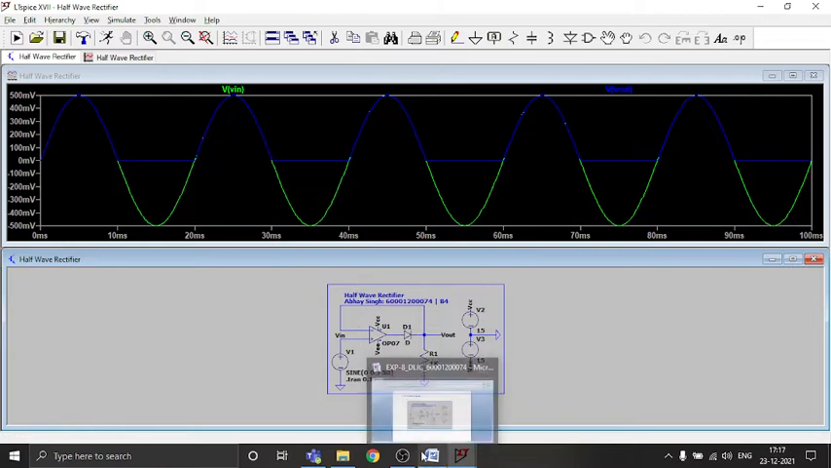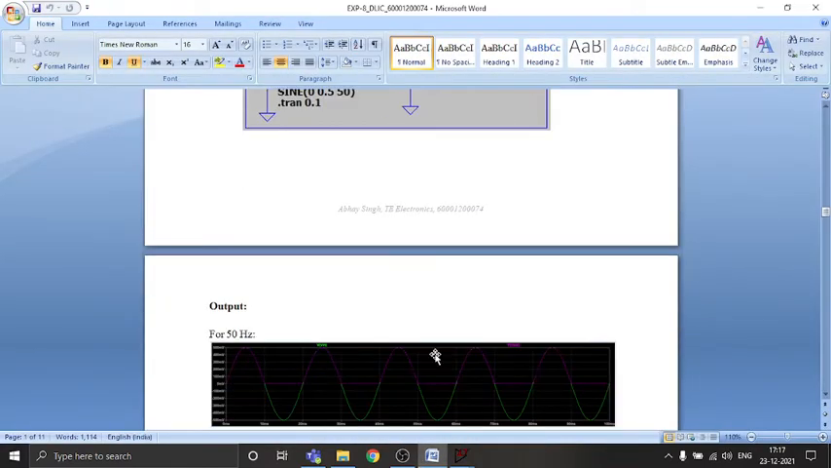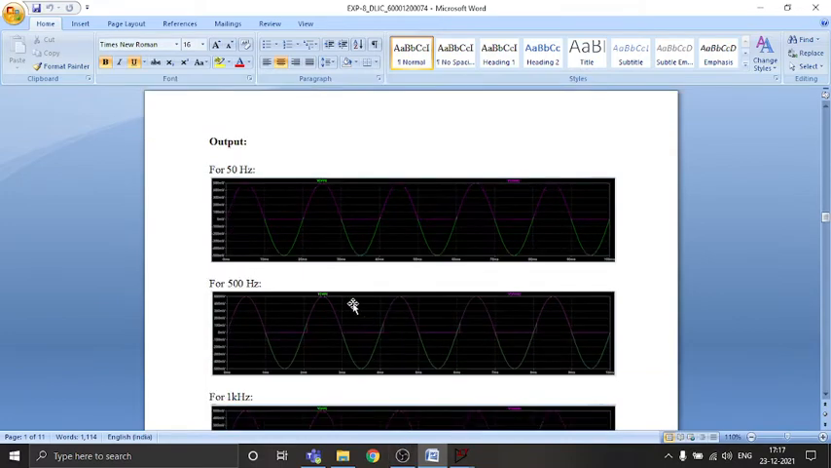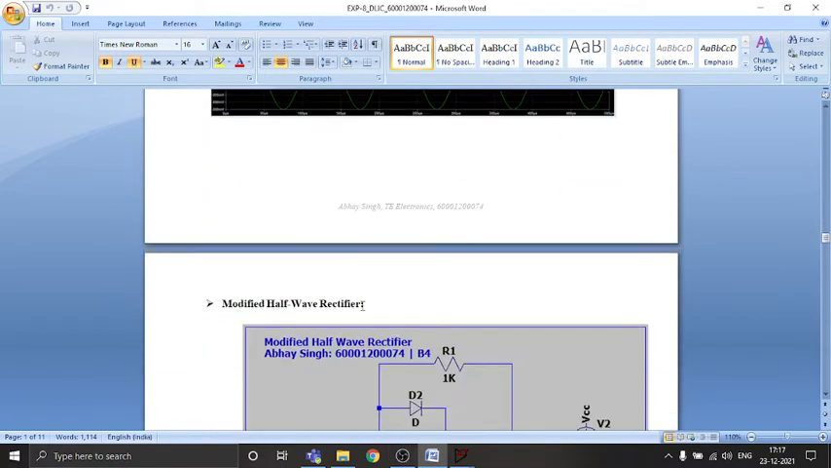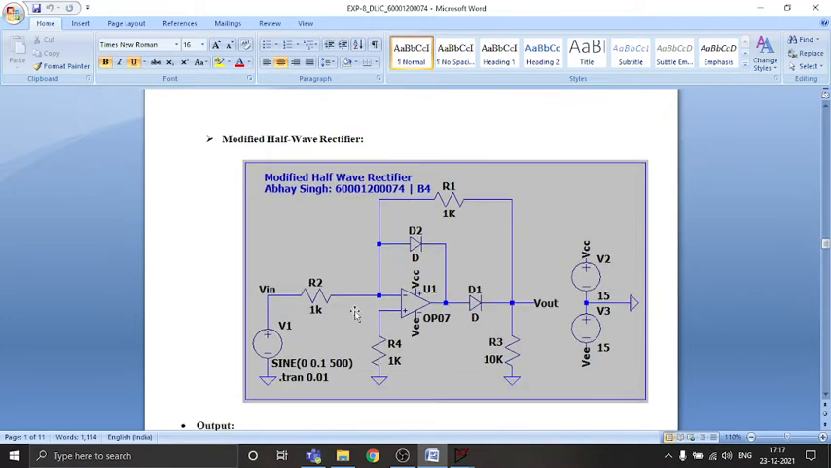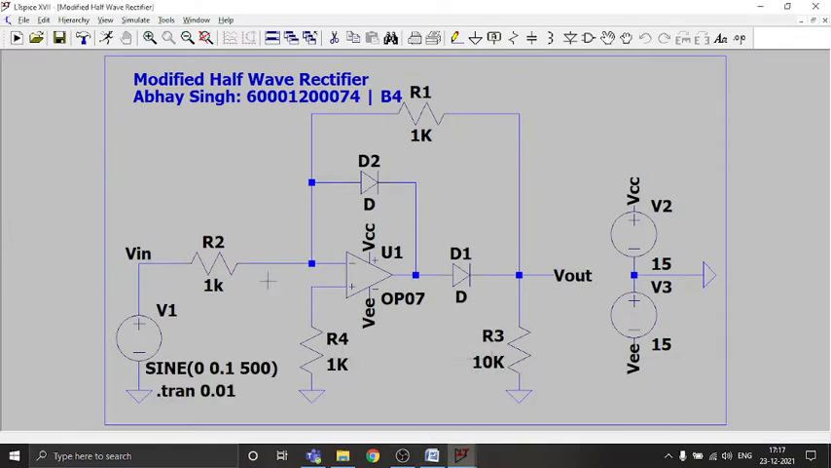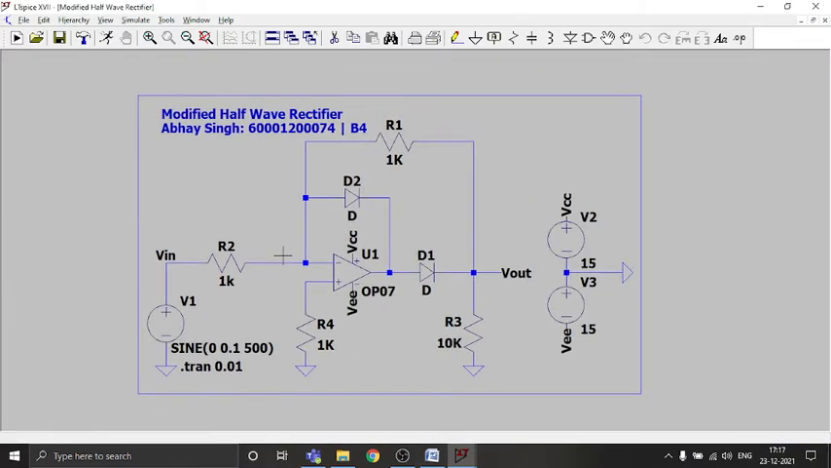We will see the next circuit, which is the modified half wave rectifier. I have done the half wave rectifier for several frequencies, as you can see on my display. The next circuit is the modified half wave rectifier, and this is my circuit for it.